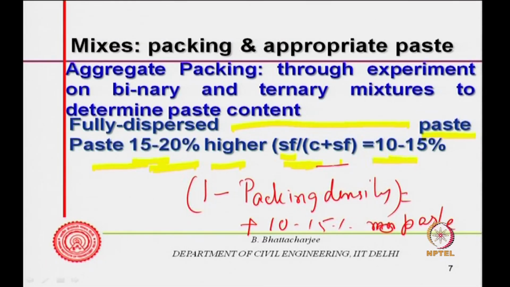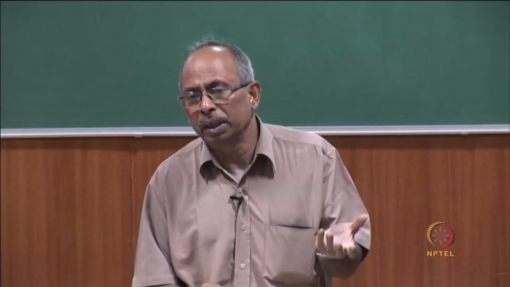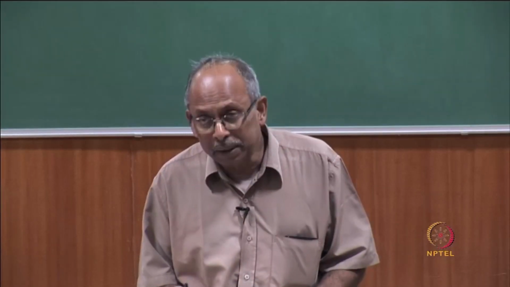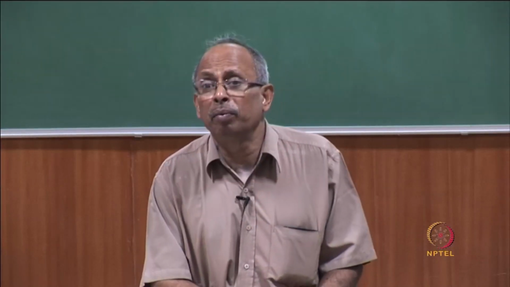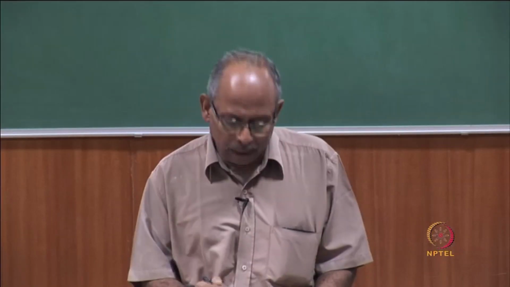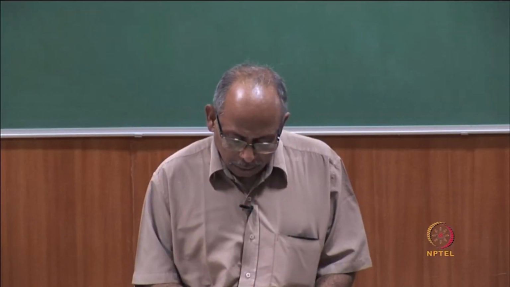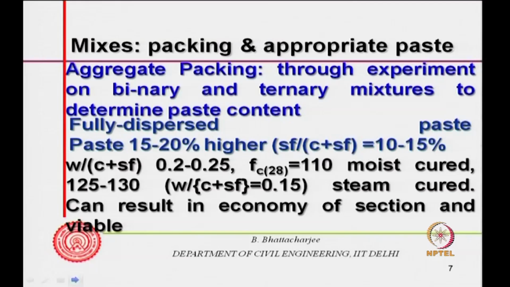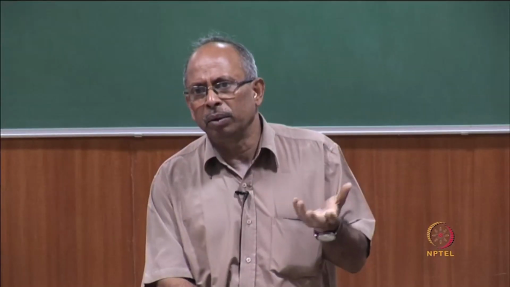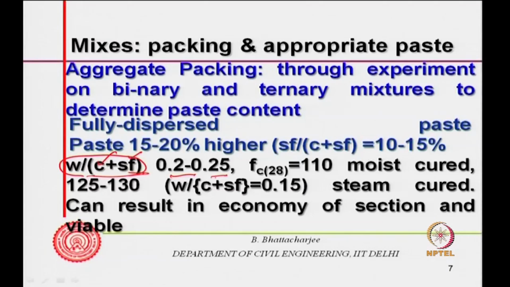In very high strength matrices, this is higher. Just see that it is workable. To make it workable, paste content would govern the workability, as we have discussed earlier. So it might be 10-15% or even less, depending upon the kind of workability one desires. So you can determine the paste content by packing density. For water to cement ratio, water to cementitious ratio, that is cement plus silica fume, because largely it is silica fume which is used in high strength concrete, it varies between 0.2 to 0.25.